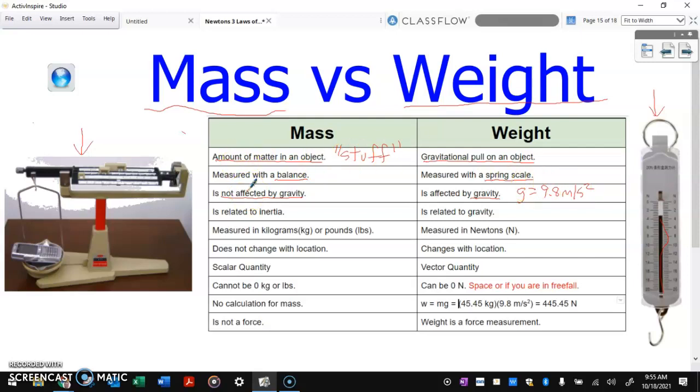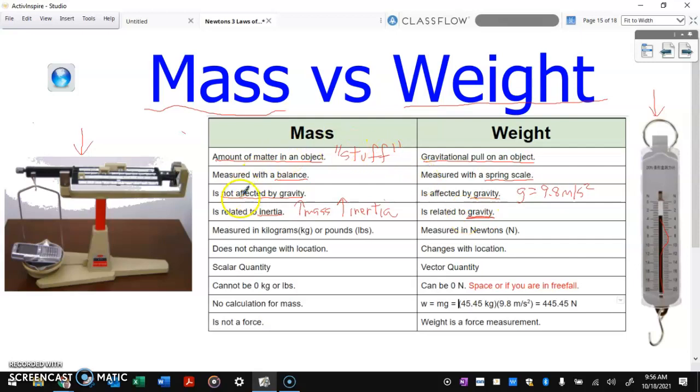Mass is certainly related to inertia. The greater the mass, the greater the inertia. However, weight is more related to gravity than it is anything. I would have a different weight on the moon than I would on Earth. I would have a different weight on Mars than I would on Jupiter, and so forth.